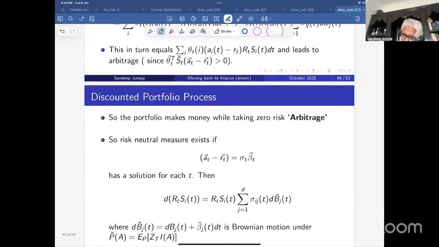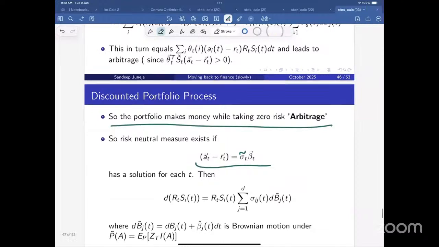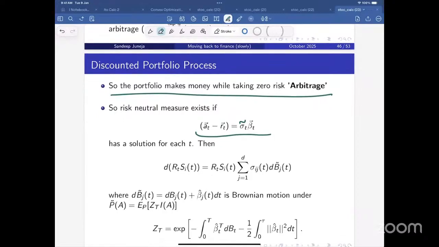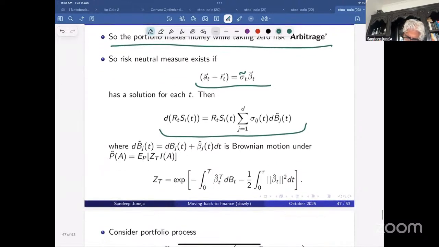So the portfolio makes money while taking zero risk. That was in the earlier case, where you had an example of an arbitrage. Okay. So a risk neutral measure exists if this relationship is true, that is, it has a solution for each t. And in that case, each of the discounted securities are stochastic integrals, so these are martingales. Where again, this B tilde_j(t) is just a shifted version of the original Brownian motion. And with this as your likelihood ratio, you reach the new change of measure P tilde.